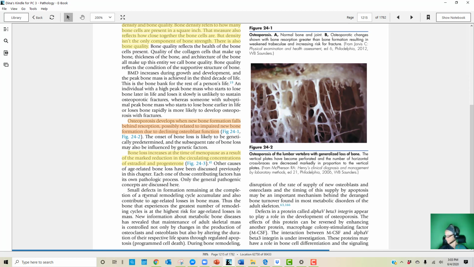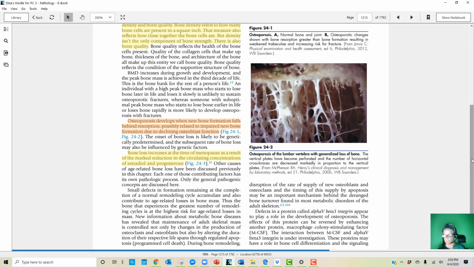New information about metabolic bone diseases has revealed that maintenance of adult skeletal mass is controlled not only by changes in the production of osteoclasts and osteoblasts but also by altering the duration of their respective life spans through regulated apoptosis, programmed cell death, during bone remodeling. Disruption of the rate of supply of new osteoblasts and osteoclasts, and the timing of the supply by apoptosis may be an important mechanism behind the deranged bone turnover found in most metabolic disorders of the adult skeleton.